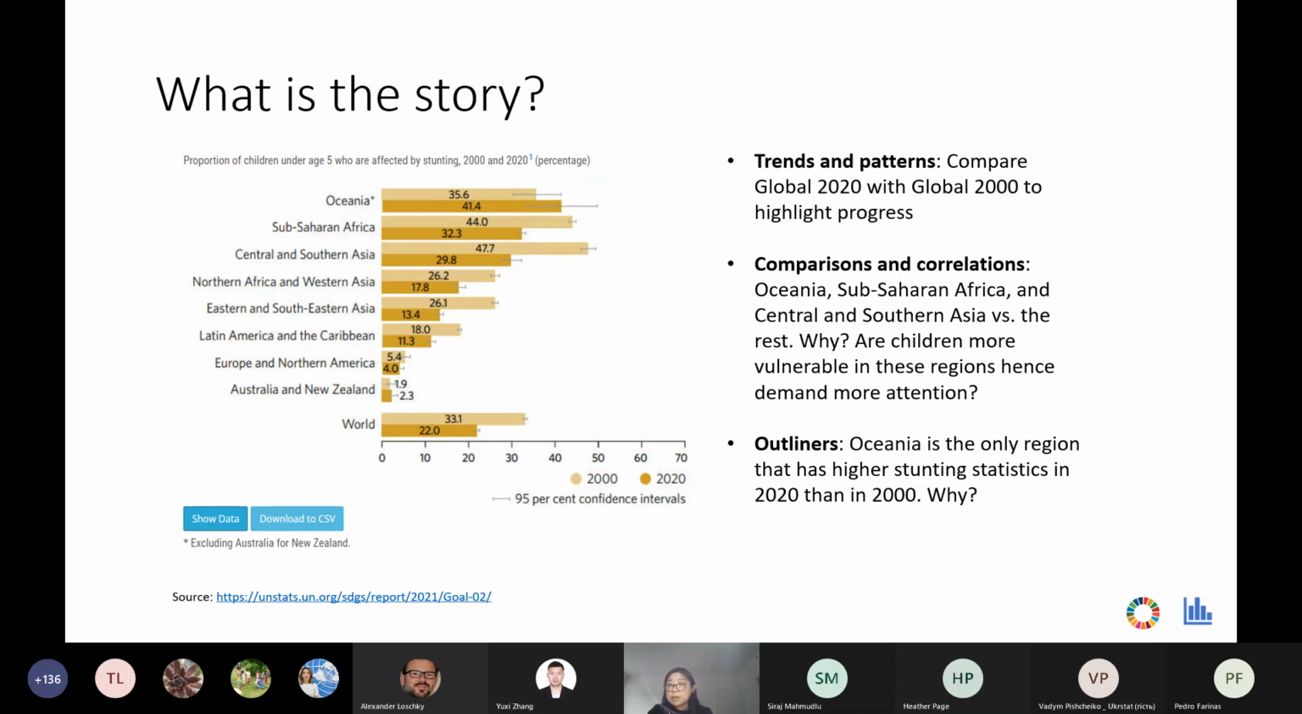And there is another possibility to just focus on Oceania. Oceania is the only region that has higher stunting statistics in 2020 than in 2000. It might be interesting. There might be a story behind why it is so. So this is an example to show that we could use the same data set for very different storylines. So as data storytellers, it's better to test all the options to find the one that is most relevant for your audience.